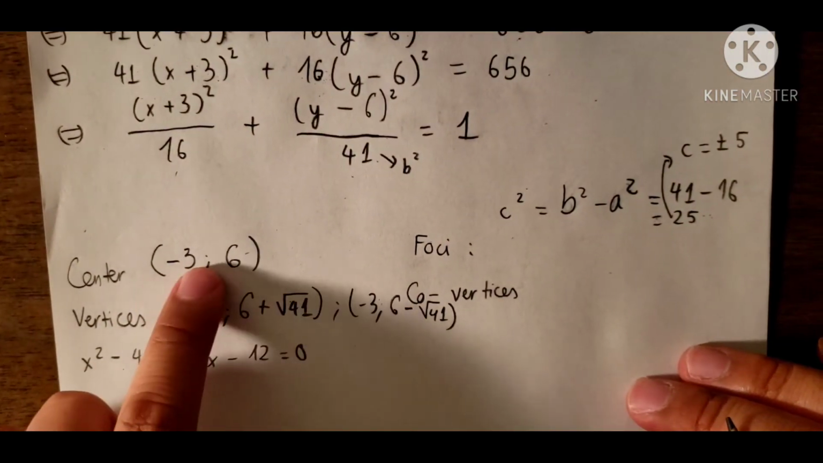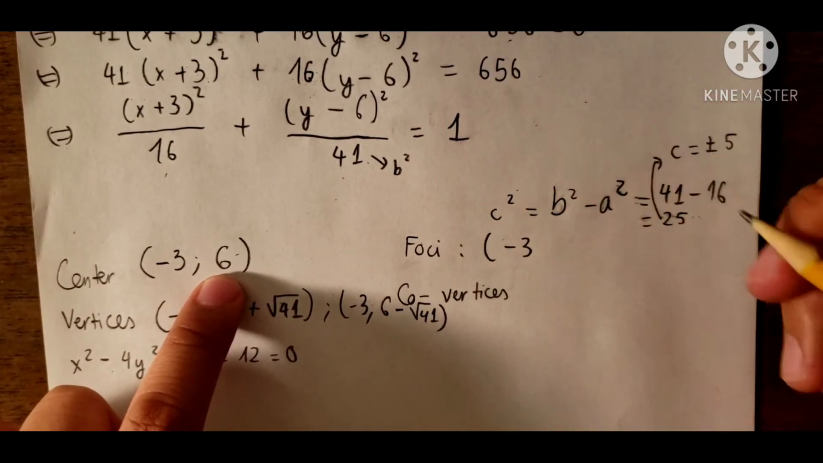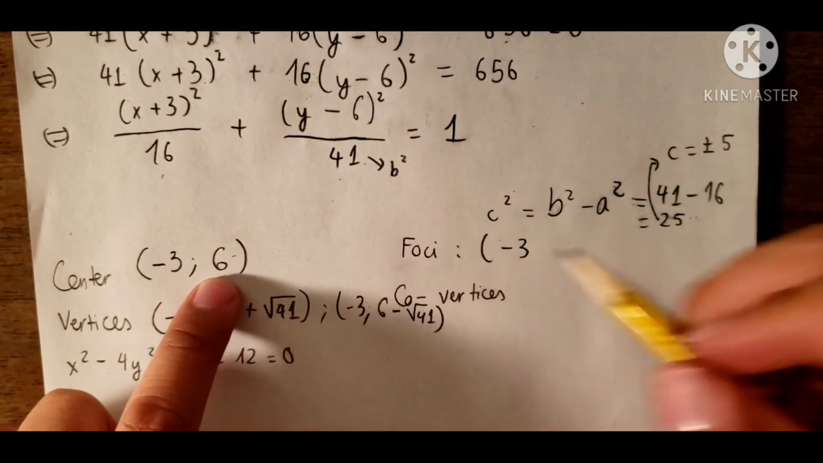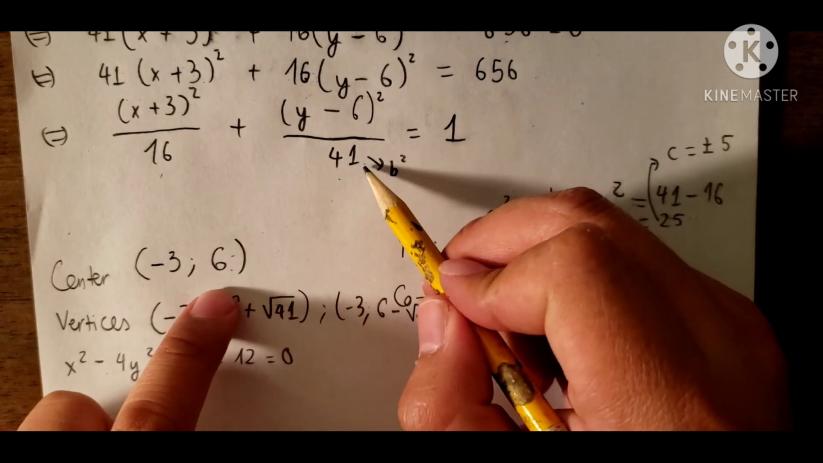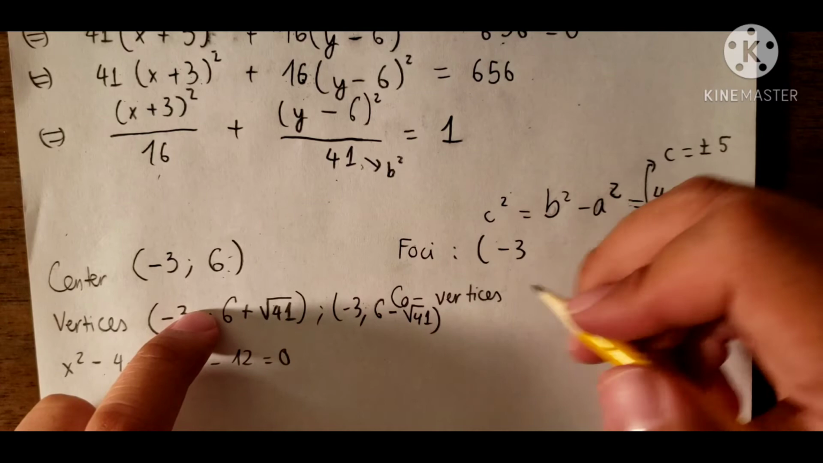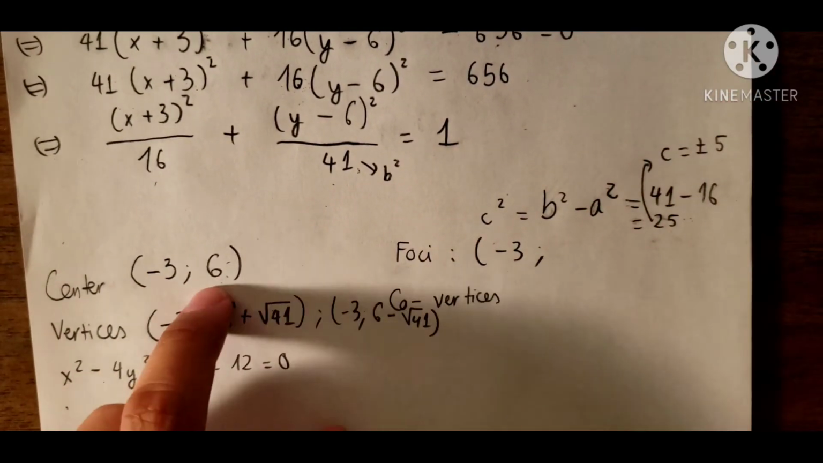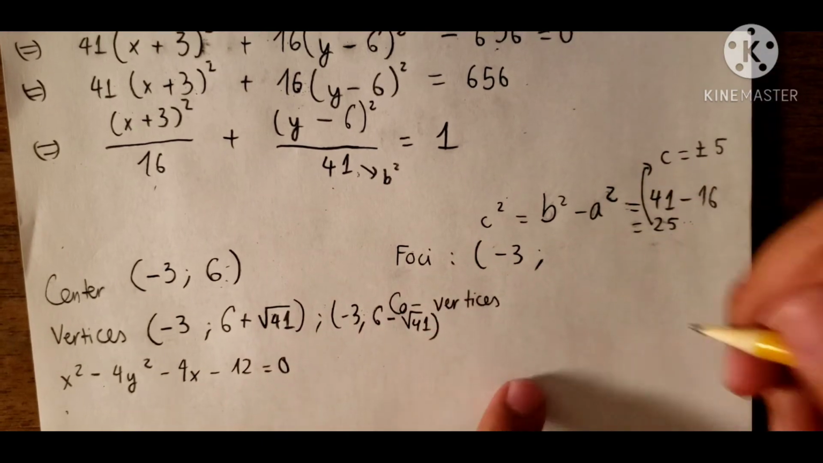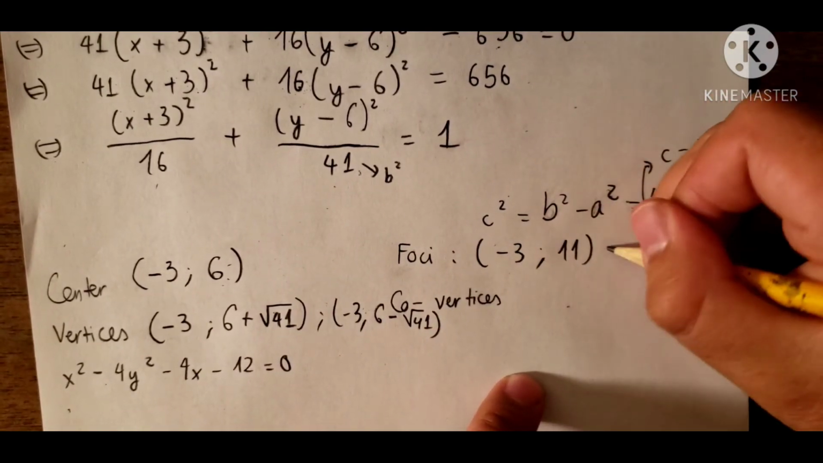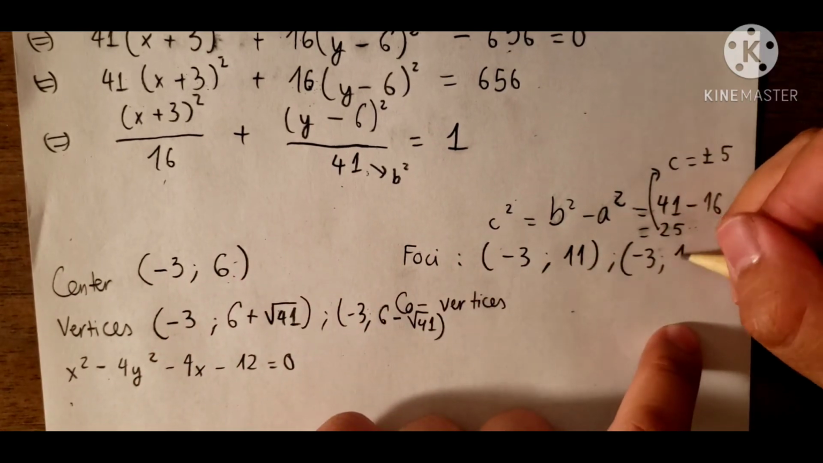In here we have the center, and we keep the x in here because the y is the highest, so we need to change the y in here. We keep the -3 from the center. 6 plus 5 is 11, and 6 minus 5 you got 1.